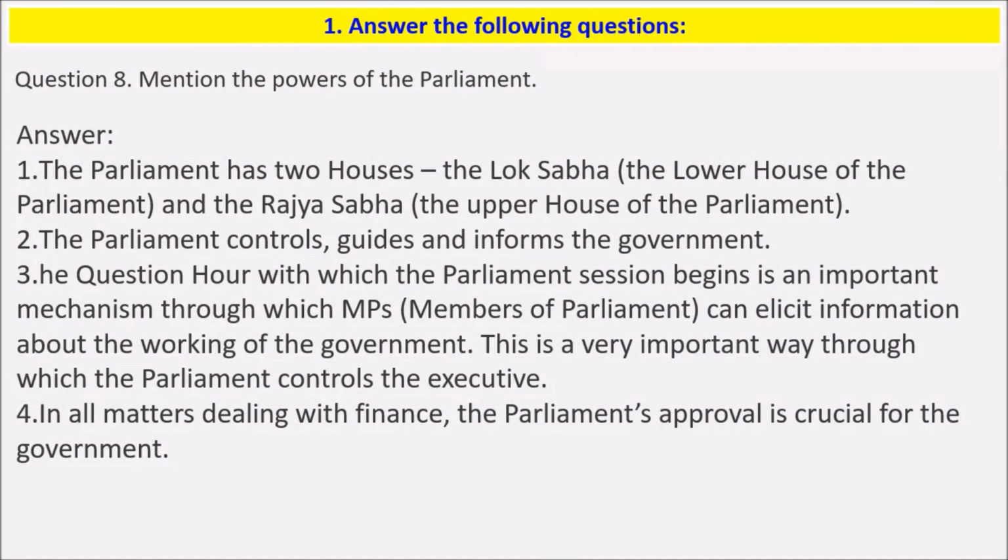Next, mention the powers of the Parliament. The Parliament has two houses, the Lok Sabha, the lower house of the Parliament, and the Rajya Sabha, the upper house of the Parliament. The Parliament controls, guides and informs the government. The question hour with which the Parliament session begins is an important mechanism through which MPs, that is members of Parliament, can get information about the working of the government. This is a very important way through which the Parliament controls the executive.